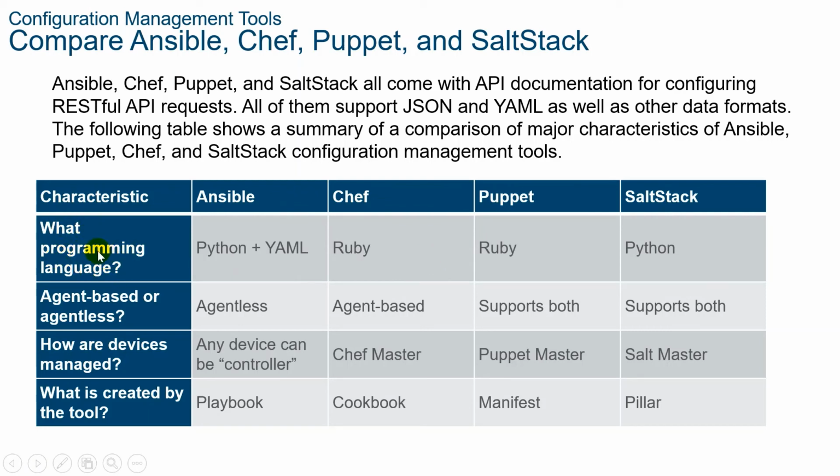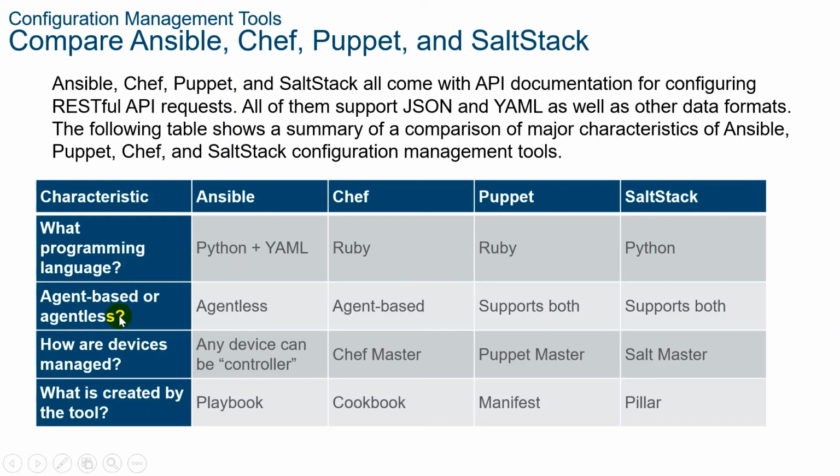What programming language? Ansible and SaltStack are both built on Python, whereas Puppet and Chef are built on Ruby. Similar to Python, Ruby is an open source programming language that is cross-platform. However, Ruby is typically considered a more difficult language to learn than Python.